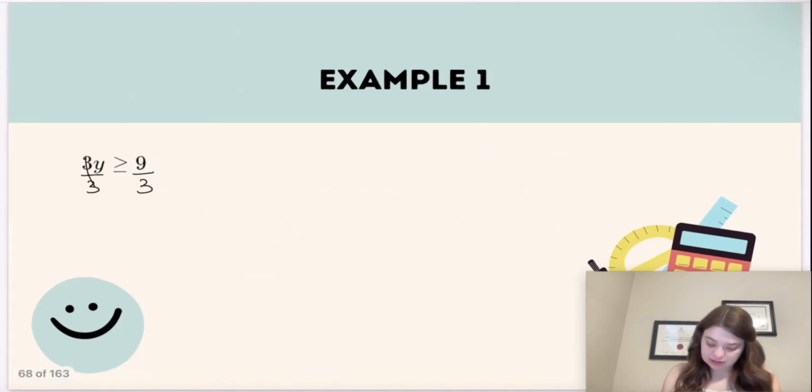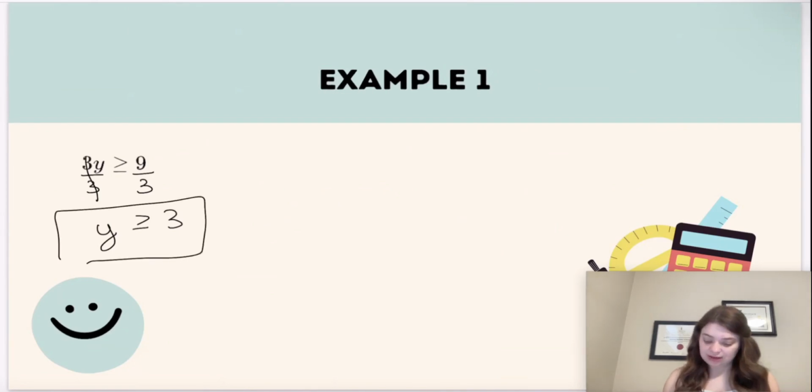And then these cancel. We just get 1y on my left. And then on my right, we have 9 over 3, which is 3. Notice that here we started with a greater than or equal to sign, and we also ended with a greater than or equal to sign. Now, why is that? Why did we end up with the same sign? It's because we didn't multiply or divide anything negative through our inequality sign. We only divided a positive number.